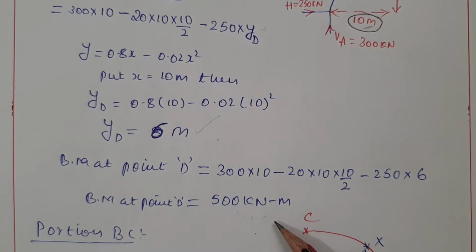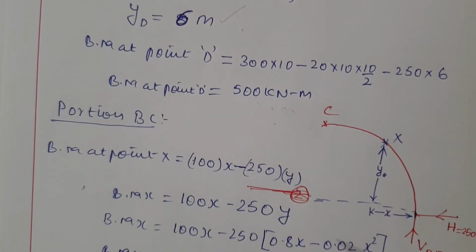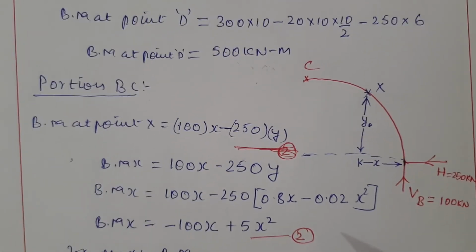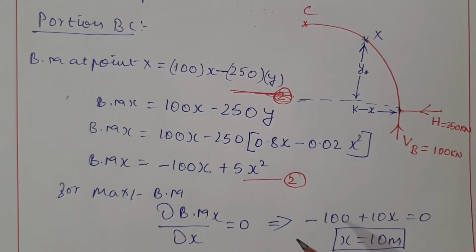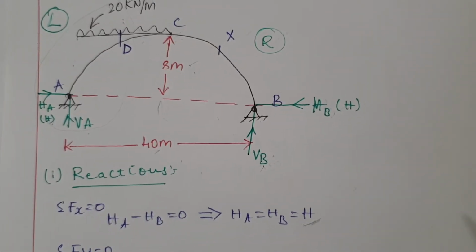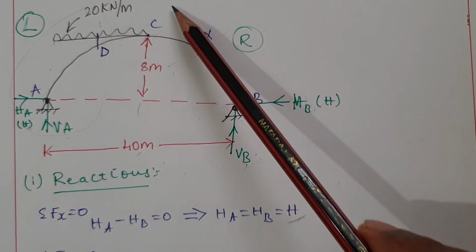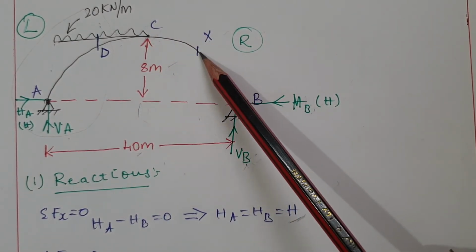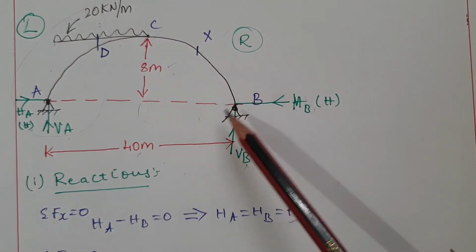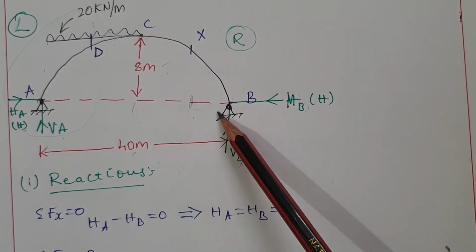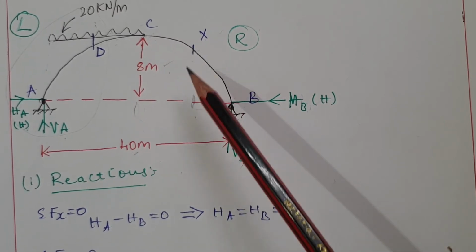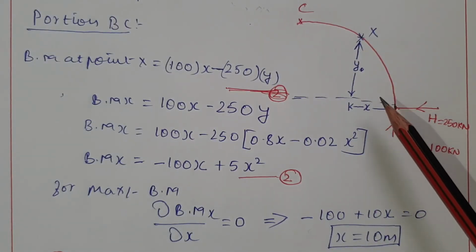After finding the bending moment at point D, the next step is to find the bending moment for the next portion, that is B to C. In order to calculate it, I considered half of the arch, B to C. You can see from this figure. I considered an imaginary point X at a distance of X from the right hinge, and a vertical distance Y. You can see that in this figure.